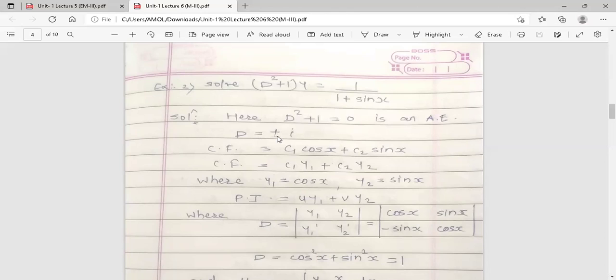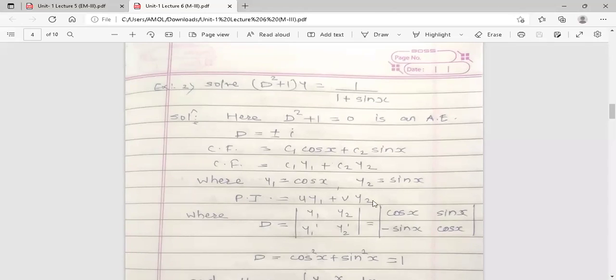So similar to the first example, the complementary function is c1 cos x plus c2 sin x, because the real part of the complex number is 0 and the imaginary part is 1. So here alpha is absent. So the complementary function is only c1 cos x plus c2 sin x. So we can write this complementary function in the form of c1 y1 plus c2 y2, where y1 is equal to cos x and y2 is equal to sin x. The term with c1 is y1 and the term with c2 is y2. And again the formula to find yp is uy1 plus vy2.